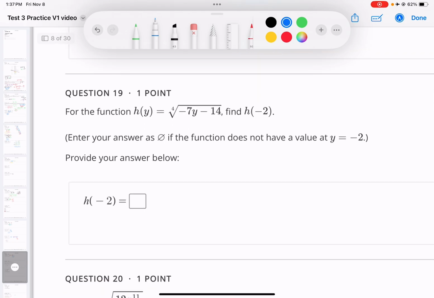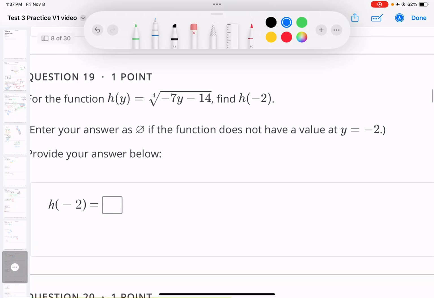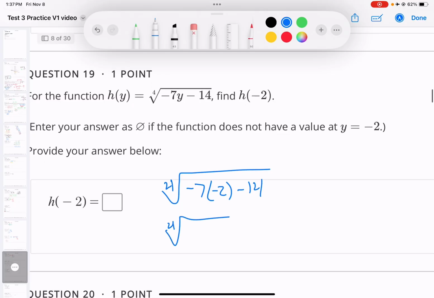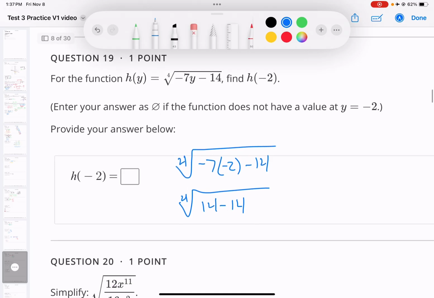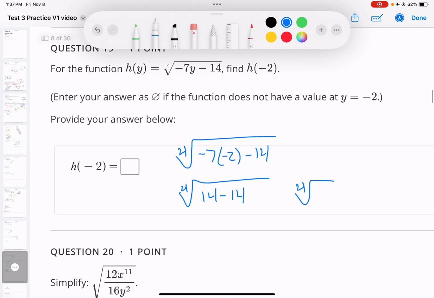Okay, 19. We're just plugging negative 2 in for h. So I do have the 4th root of negative 7 times negative 2 minus 14, so the 4th root of 14 minus 14. And then the 4th root of 0, well, that's just 0.